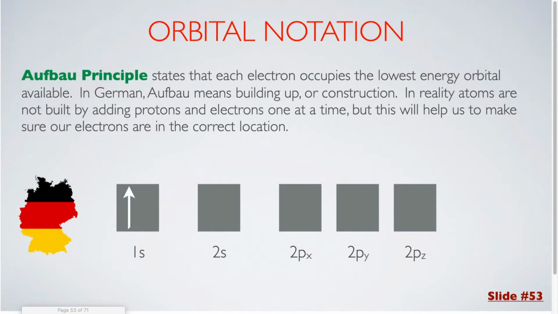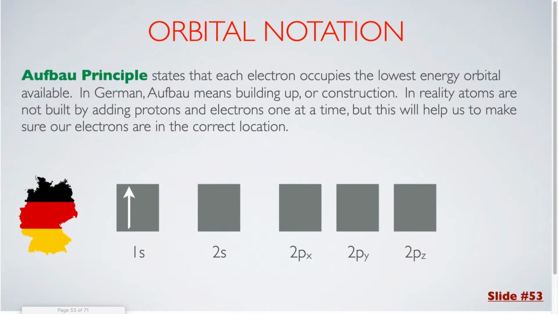Our first principle is the Aufbau Principle, and this states that each electron occupies the lowest energy orbital available. In German, Aufbau means building up or construction. In reality, atoms are not built by adding protons and electrons one at a time, but this will help us to make sure that our electrons are in the correct location.